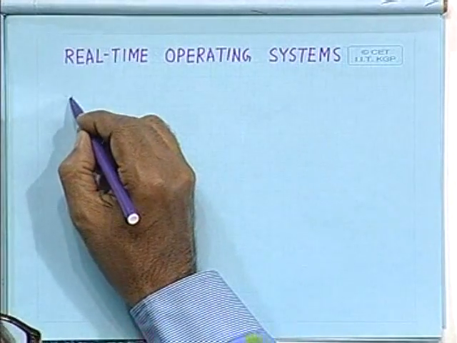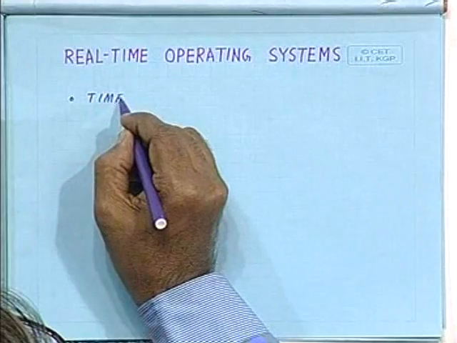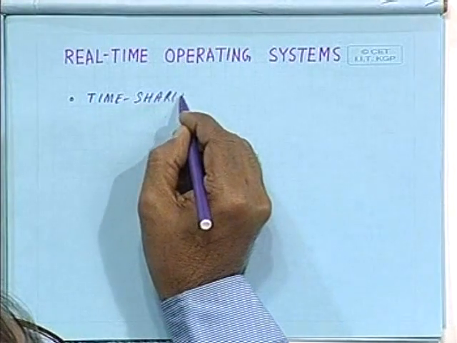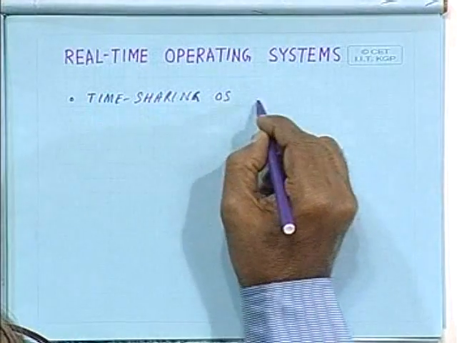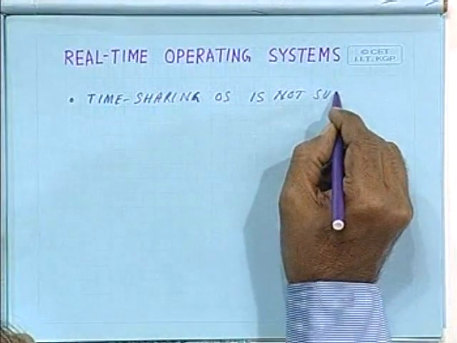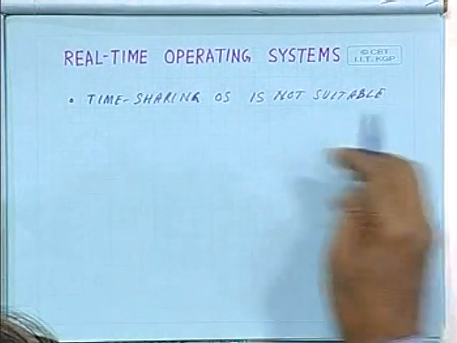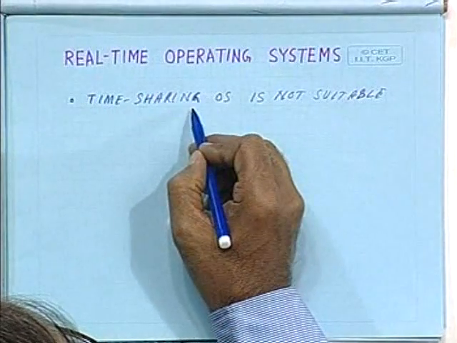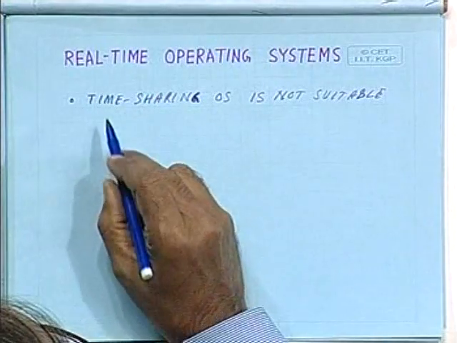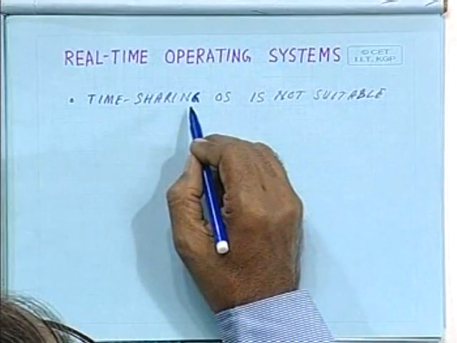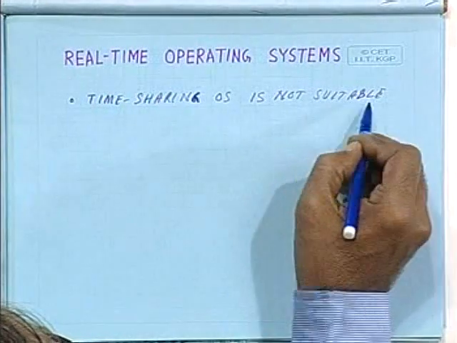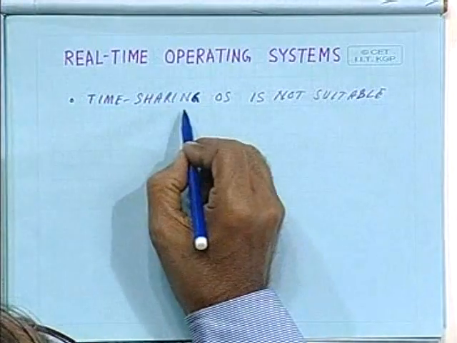Obviously, the time sharing operating system is not suitable. Why is it not suitable? The reason is that we have seen that a time sharing operating system treats all jobs equally. There is no priority, there is no deadline time. That means in a time sharing system all jobs have the same priority level. That is why real time tasks are not suitable for execution with a time sharing operating system.